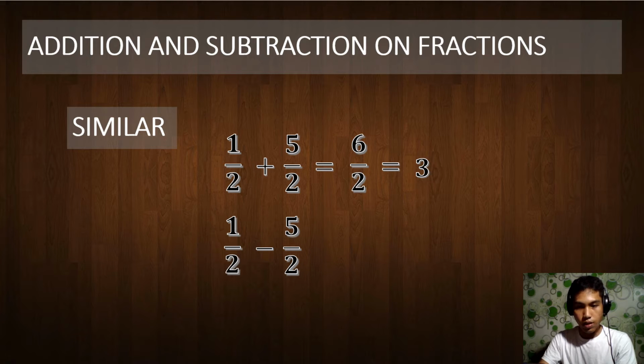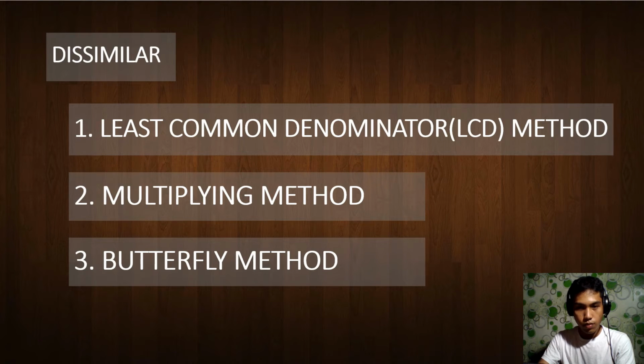In the second example, we have 1/2 minus 5/2. Again, copy the denominator and just do the operation on the numerator. So we have 1 minus 5, which is -4, over 2. So that is equal to -2.